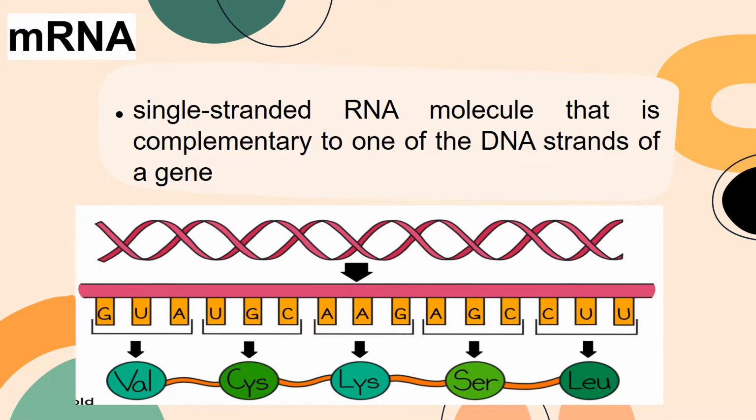mRNA is a single-stranded RNA molecule that is complementary to one of the DNA strands of a gene. So here, mRNA is the starting point of translation and is a temporary copy of part of a DNA strand. And also, mRNA acts as an instruction for the cell to build polypeptides.